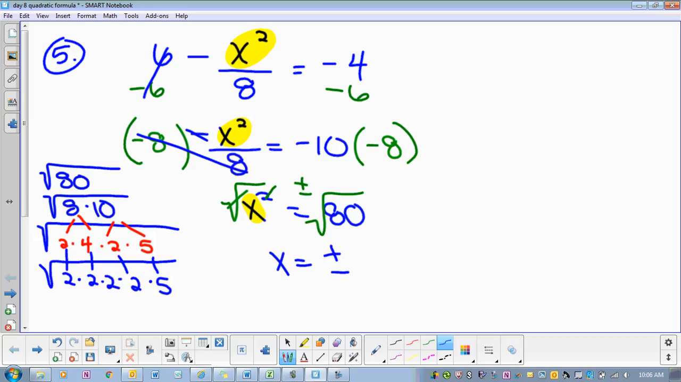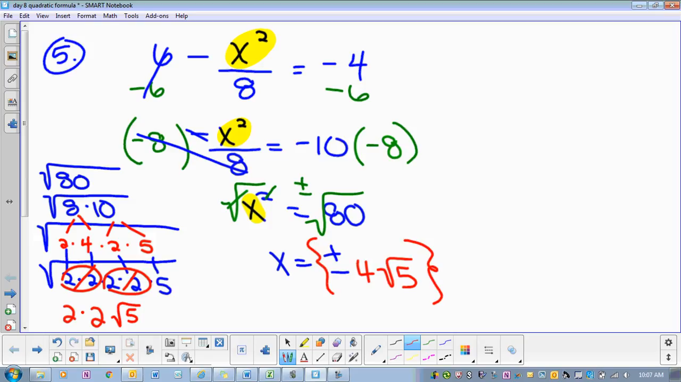So now how many do I need to have in a group in order for it to come out? 2. There's one. There's another one. So that means that 2 comes out, and another 2 comes out, and then we have a square root of 5. So it's 4 root 5. Basically, we're rewriting square root of 80 as 4 root 5. Plus or minus 4 root 5.